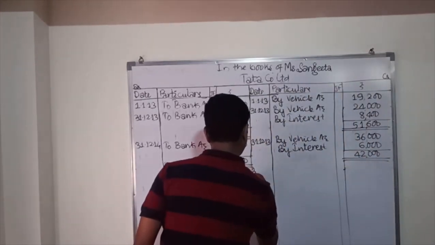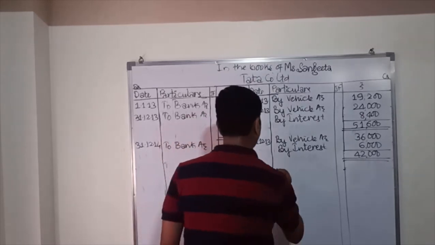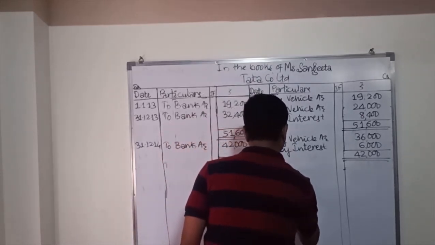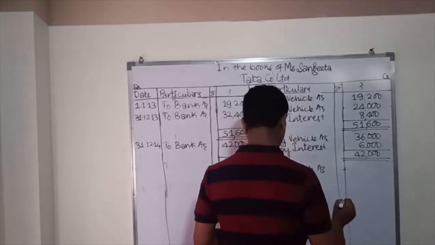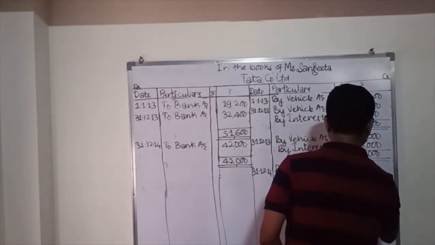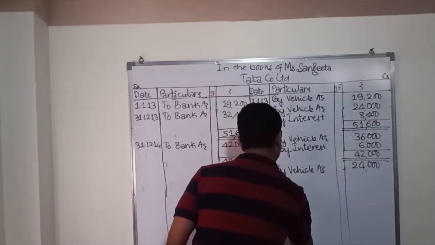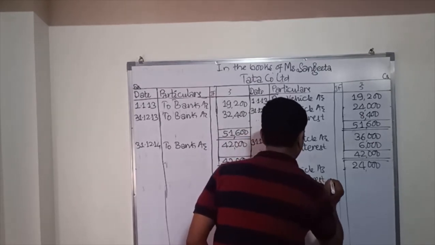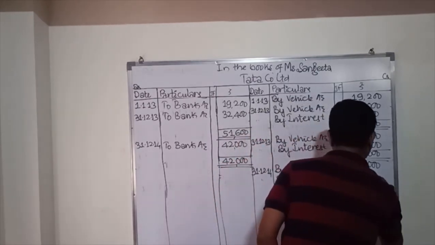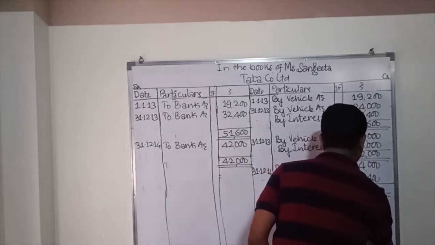Similarly, the last installment, it is due on 31st/12/2014. Then the entry will be vehicle account debit, interest account debit to Tata Limited. So Tata Limited is credited by vehicle account. So that is 24,000. Then interest by interest, it is credited with interest of rupees 2,400. So the sum of this will be 26,400.